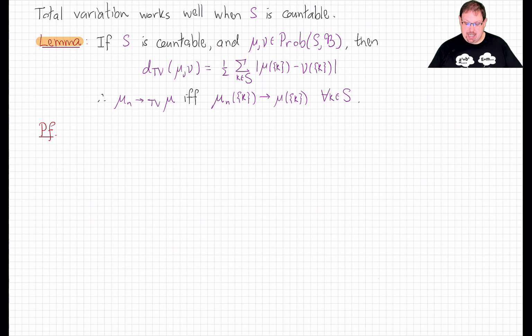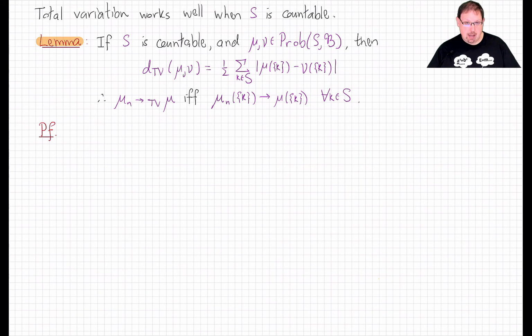If S is countable, then for any two probability measures mu and nu on S, the total variation distance between them is simply half the little L1 distance between the probability mass functions. And from there, we see that convergence in total variation distance in this discrete setting is just equivalent to convergence pointwise of the probability mass functions.